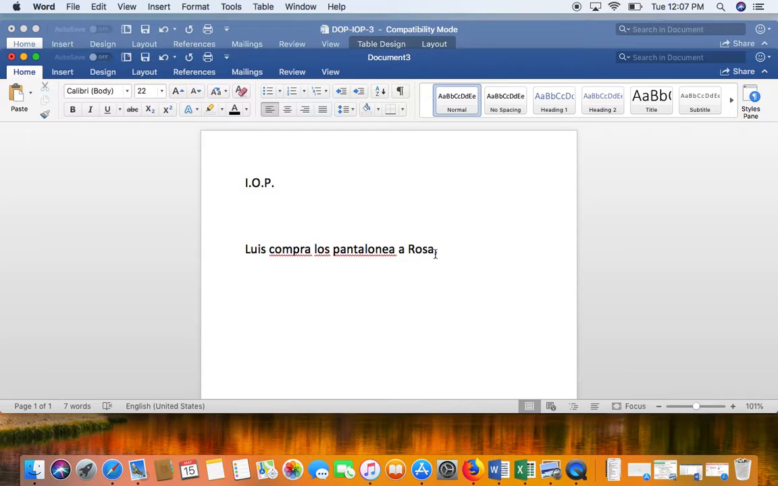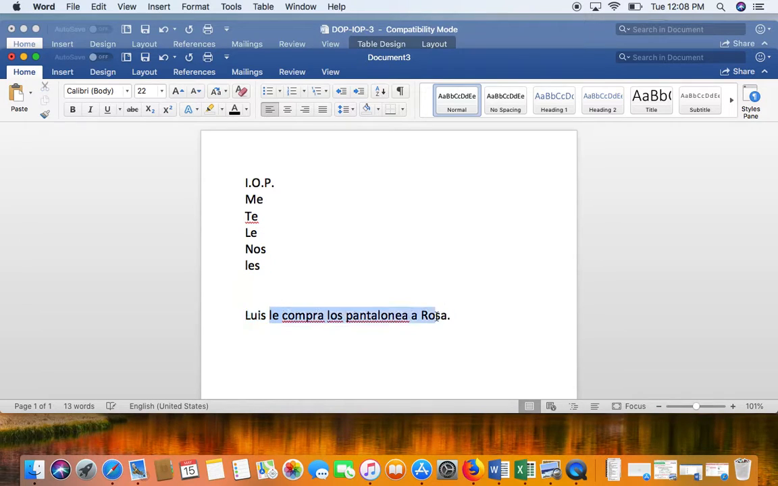So let's review the pronouns again. Me, te, le, nos, and les. Where are you going to place those pronouns? Always here, always in front of the verb, okay? So that le is referring to Rosa, not to Luis, okay? You conjugate the verb for Luis, but you use the indirect object pronoun for Rosa, okay? So: Luis le compra los pantalones a Rosa.